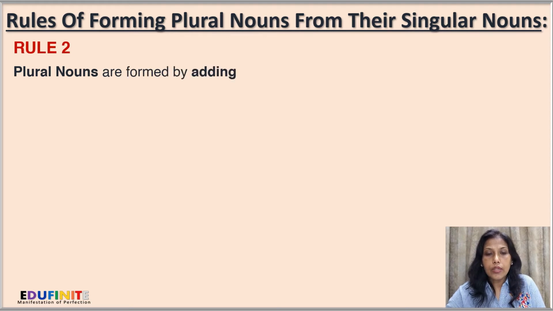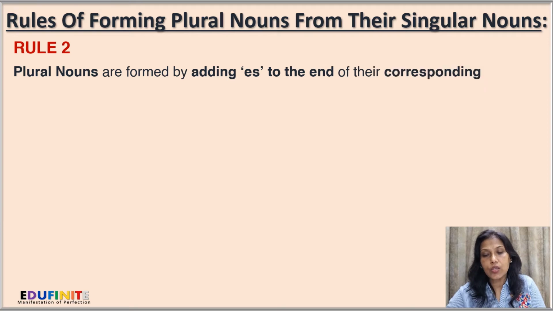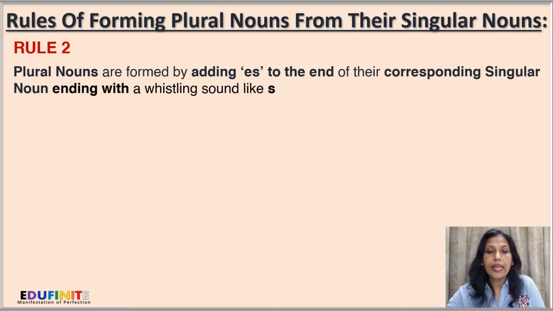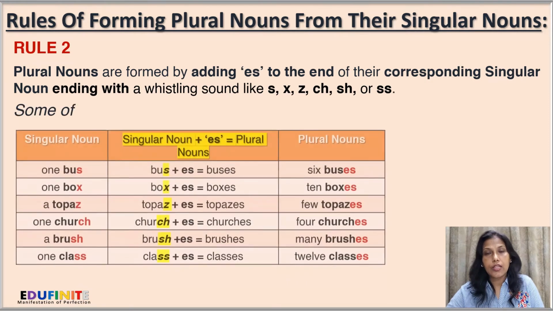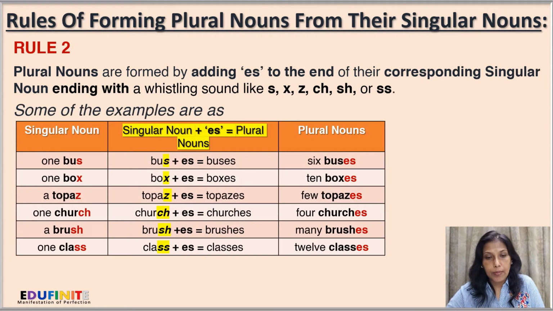Now, rule 2. Plural nouns are formed by adding es to the end of their corresponding singular noun, ending with a whistling sound like s, x, z, ch, sh, or double s. Some of the examples are as below. One bus that ends with s, we add es to it to make it plural, buses. So 6 buses is a plural noun.